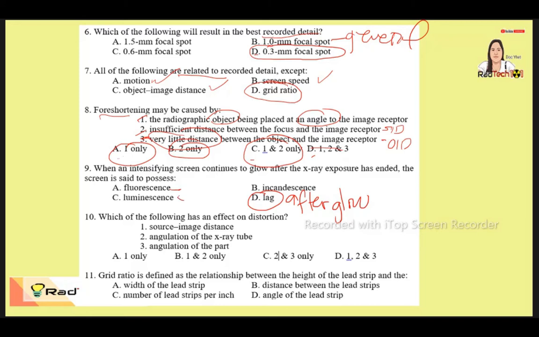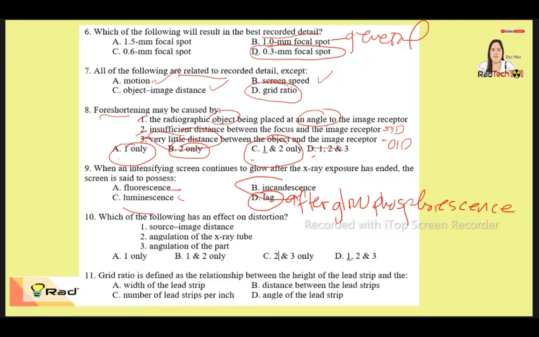Luminescence is the general term that includes both fluorescence and phosphorescence. So, the other term for screen lag is afterglow or phosphorescence. So, again, phosphorescence and fluorescence are under luminescence. So, when we say incandescence, it is the emission of electromagnetic radiation, for example, in a form of light, or emission of light from a hot surface when it has a high temperature.